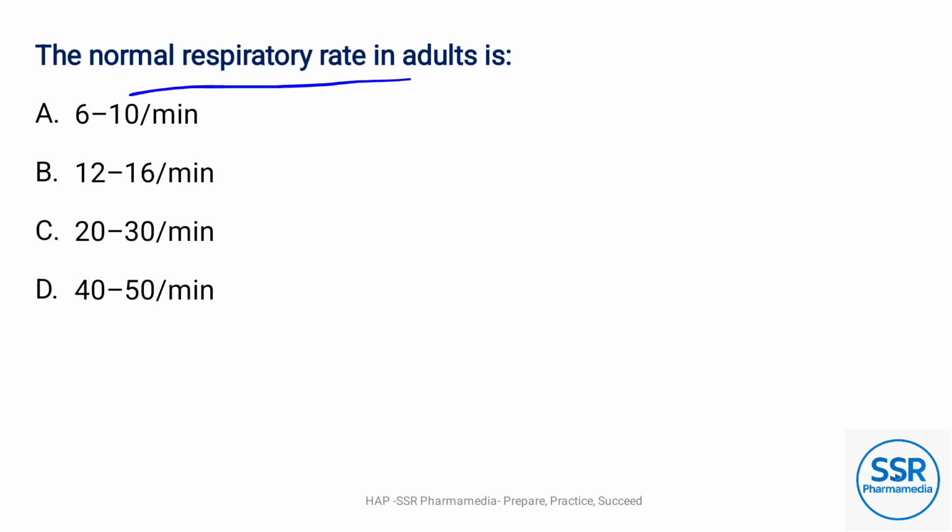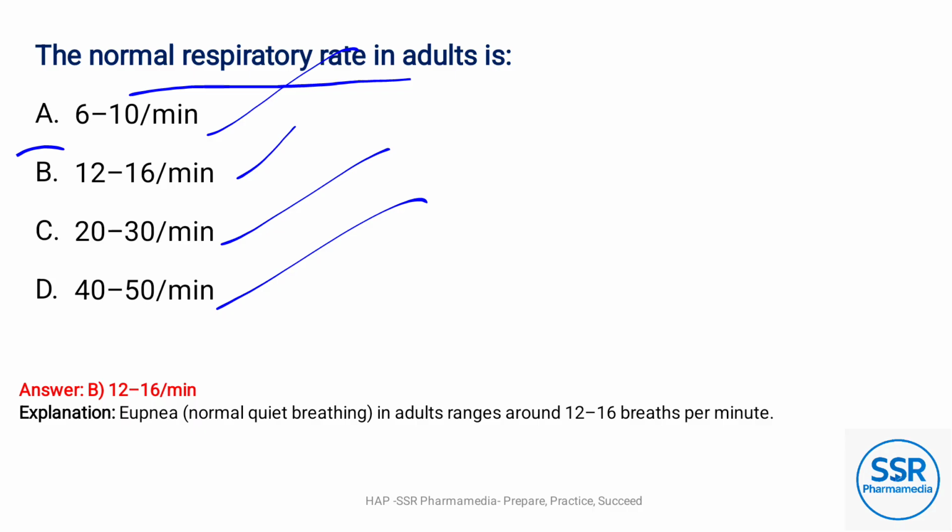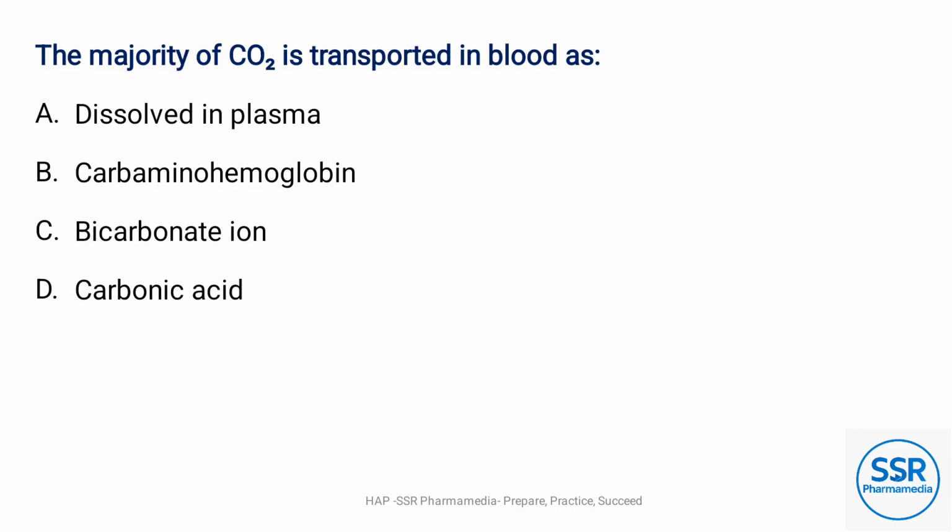Next, the normal respiratory rate in an adult is: option A, 6 to 10 per minute; option B, 12 to 16 per minute; option C, 20 to 30 per minute; option D, 40 to 50 per minute. So the answer is option B, 12 to 16 per minute. In an adult, the average breathing rate is 12 to 16 breaths per minute.